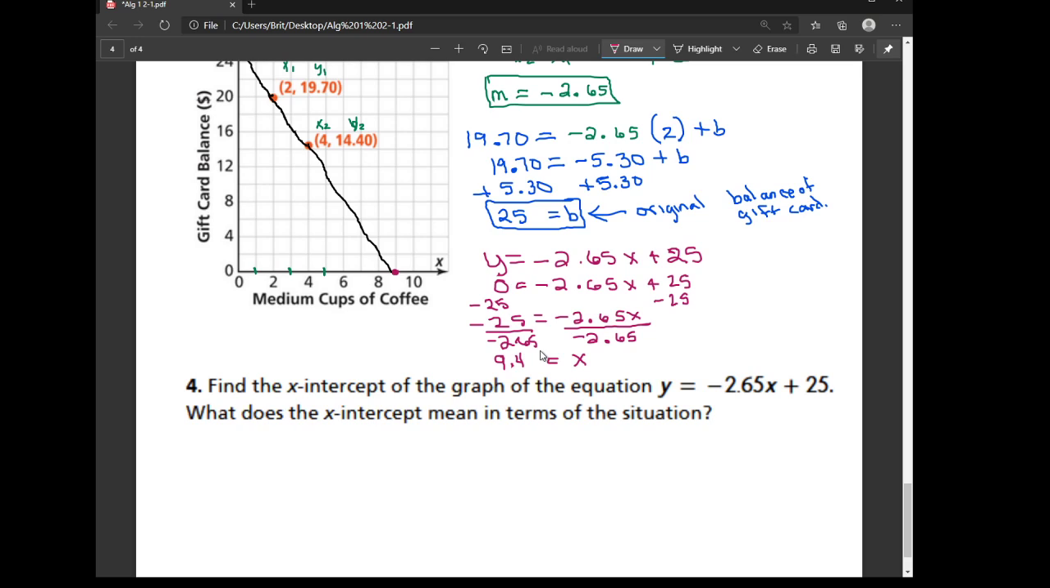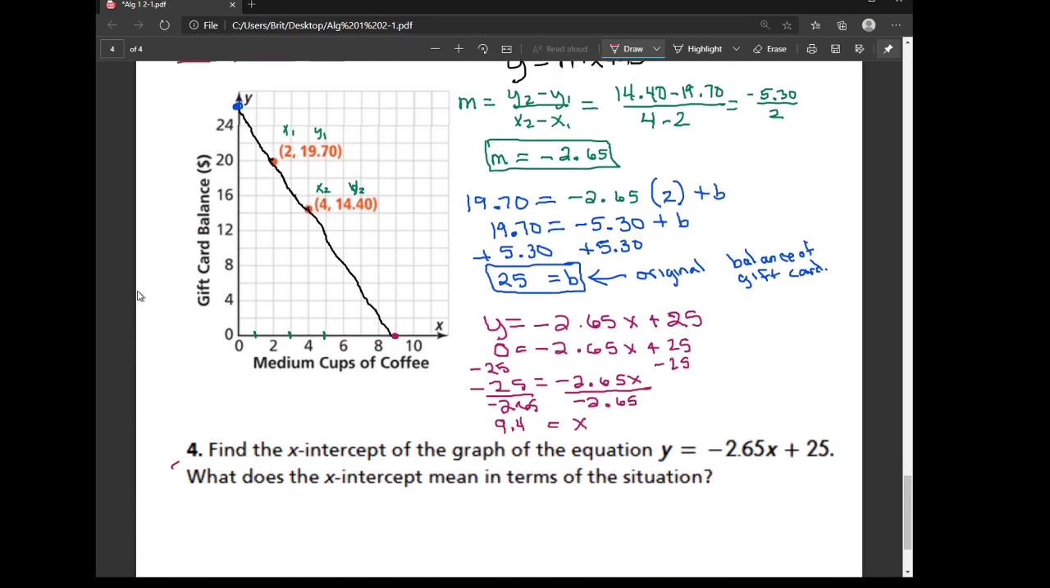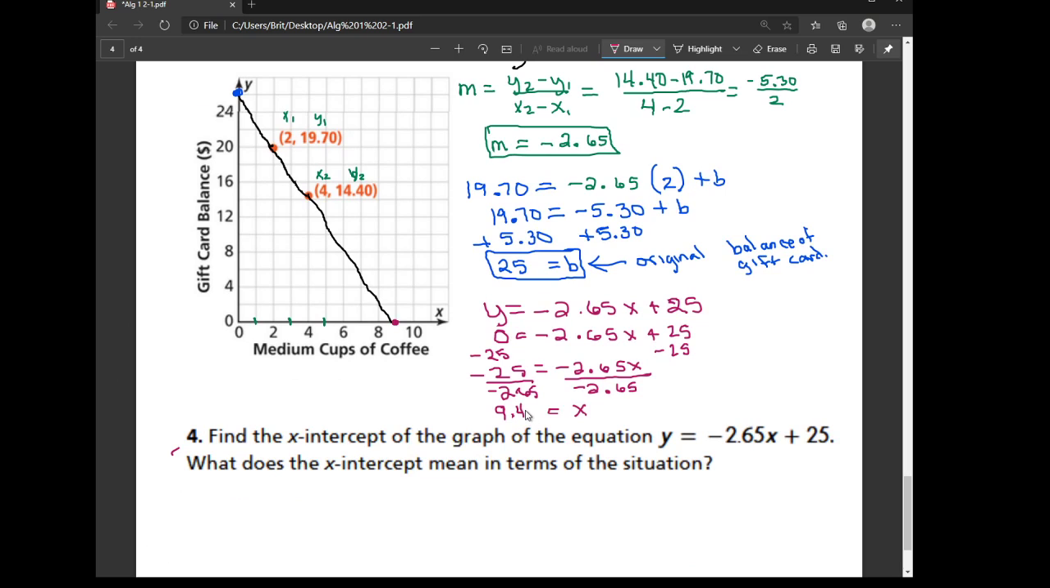Alright, so we have to ask ourselves here, can this girl, what's her name, Allie? Can Allie purchase 0.4 of a cup of coffee? Probably not, right? So I would say for my answer, Allie could purchase 9 cups of coffee before running out of the gift card.